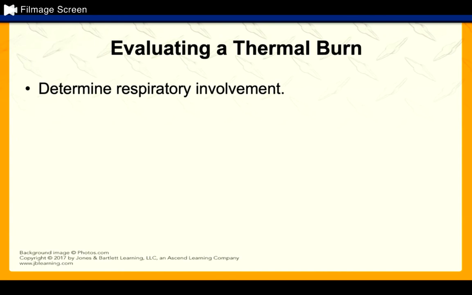So what do you determine? First of all, you have to determine whether there are other injuries present. Is it just a burn you're looking at, or is there perhaps bleeding that's occurred? Are there any puncture wounds? Is there a fracture? So you have to be thorough in your examination.